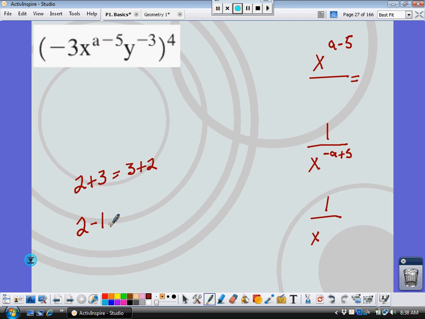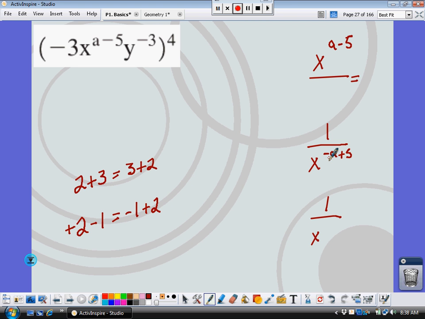2 minus 1 is not the same thing as 1 minus 2. But 2 minus 1 can be written, that's a positive 2, right? 2 minus 1 can be written as a negative 1 plus 2. You can use commutative property as long as the sign stays with the number. That 1's negative, that 2's positive. I could put the negative 1 first and the positive 2 second. You still get the same answer. So that commutative property does kind of apply.